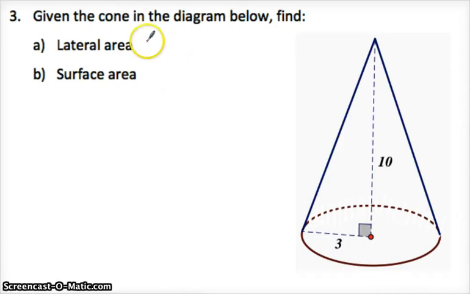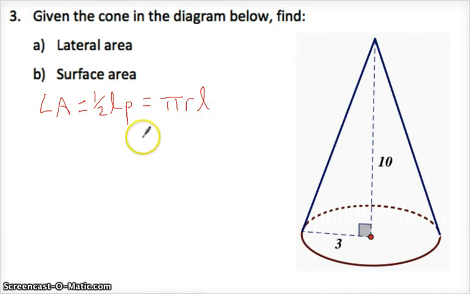All right, lateral area is half LP. I'm still going to keep writing half LP, even though I know this is a circle. So you could, yeah. Either way, I'll take this either way. Pi RL, I've kind of gotten used to pi RL the last few years. That's fine. And we already know R, that's 3. But we don't know L. L is this thing. And again, just Pythagorean theorem.